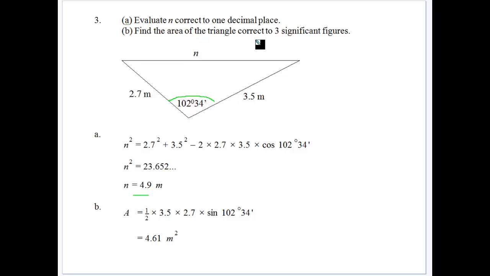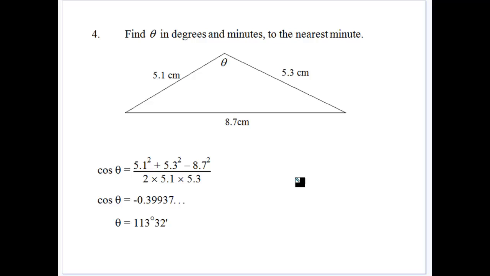And then the next part is find the area of the triangle. We've still got the two sides and the included angle. So half times 3.5 times 2.7 times sine of 102 degrees 34 minutes. And that gives us an area of 4.61 meters squared. So again, we see what data we're given, we can apply the rules.